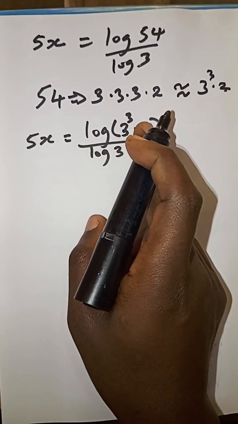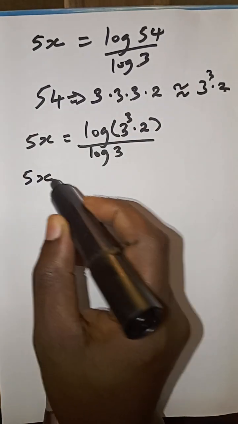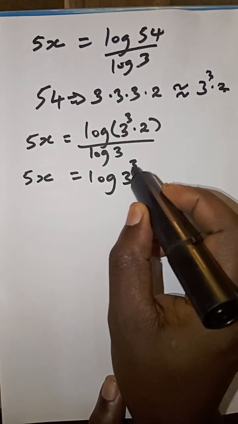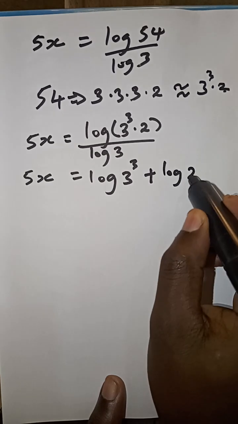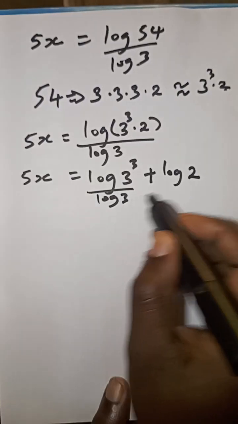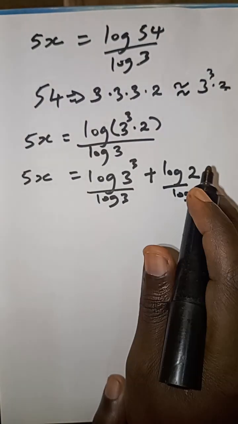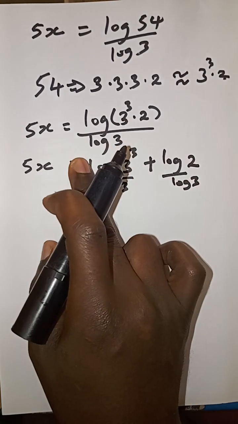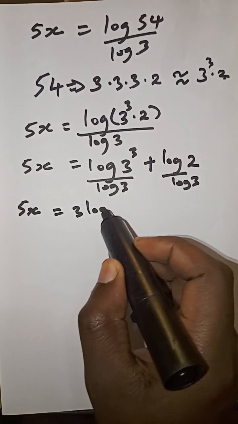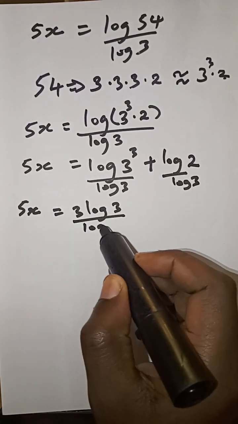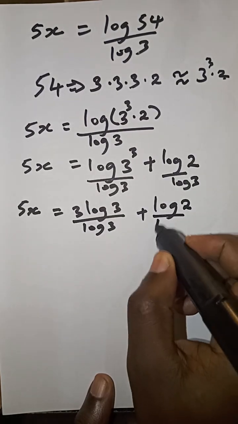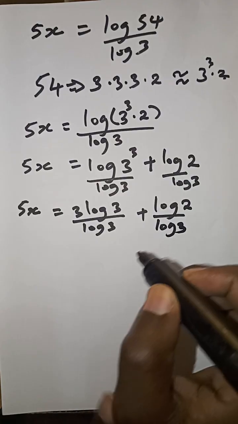I'm going to expand this so that I have 5x is equal to the log of 3 to the power 3 plus the log of 2. Then I'm going to divide all through by the log 3. This 3 can come this side, so that 5x is equal to 3 times log 3 divided by log 3, of course, plus log 2 divided by log 3.